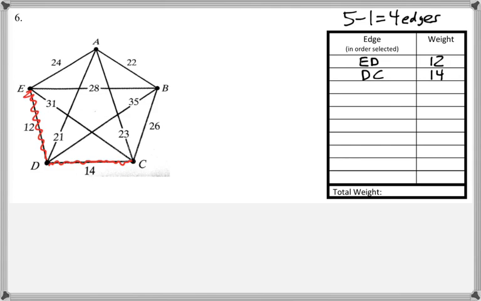So the next highest edge is 21, which is AD, and this does not create a circuit, so we are going to include it. And then the next highest edge is AB, which is 22. And again, that does not create a circuit.